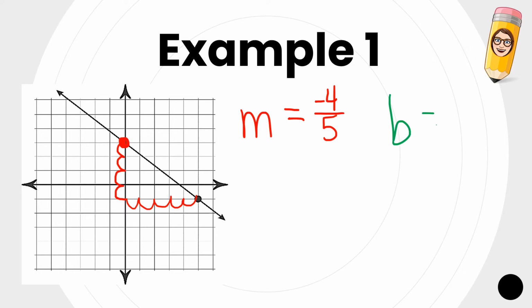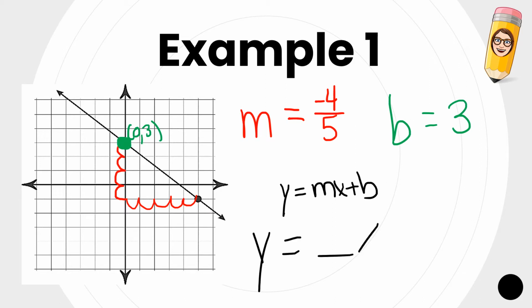Let's talk about b. Where does my graph cross the y-axis? Well, right here at this dot, and that dot is at 1, 2, 3 on the y-axis. So my b value is positive 3. Now, if we're writing in slope-intercept form, that's y equals mx plus b. Our m is always written in front of and multiplied by the x. Our b is always added or subtracted at the end. If it's a positive 3, b stays adding 3.